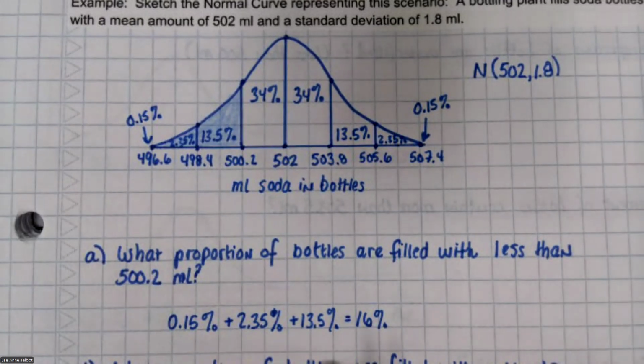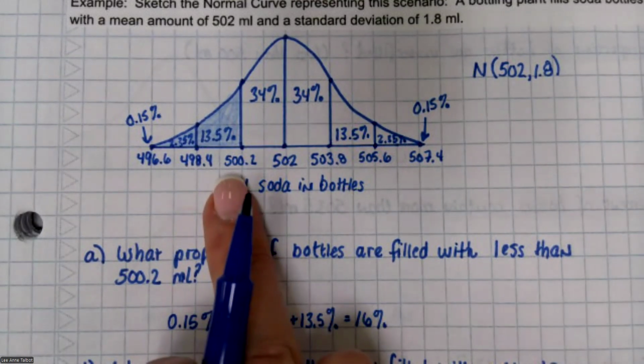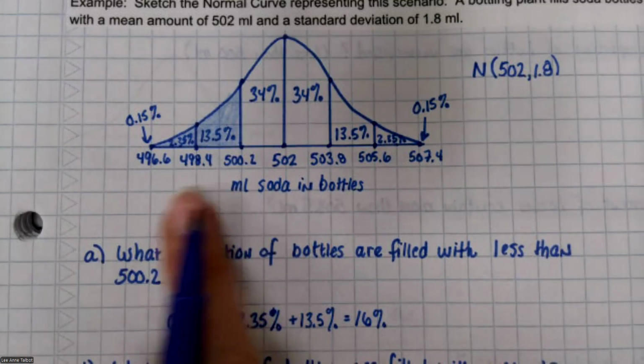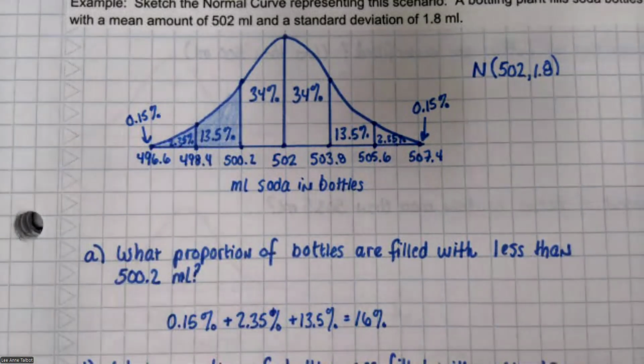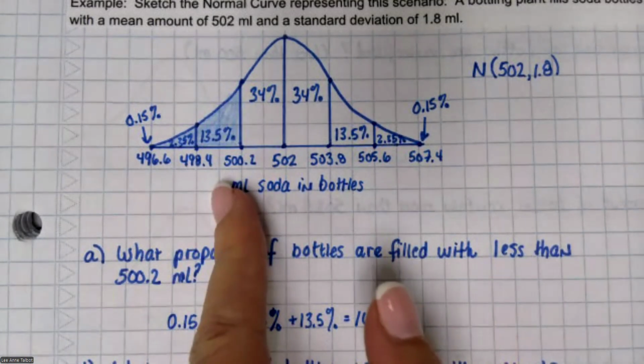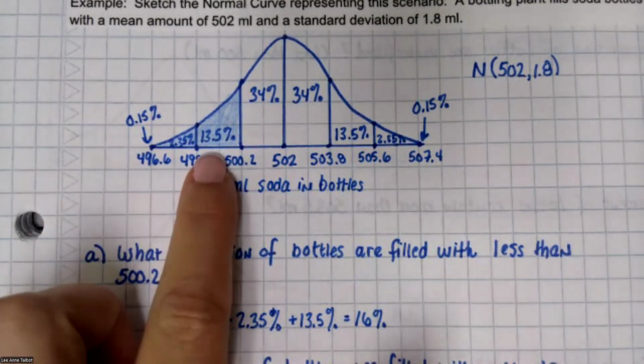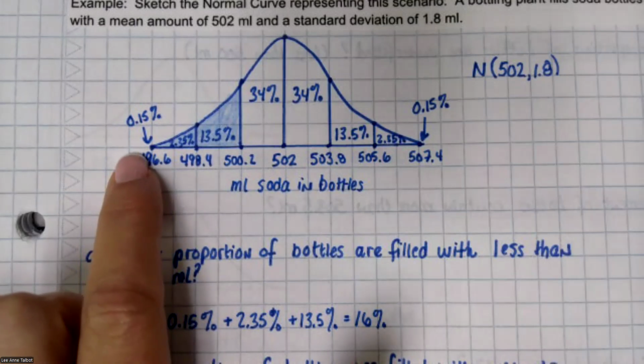Does everybody see where I got the three percentages from? Why I shaded in this direction from 500.2? Does that make sense? Okay. Is anyone upset with the fact that it says less than, not less than or equal to? Remember that lines have no area. The area of a line is 0. We're talking about areas. So we're talking about this shaded region, and this teeny tiny shaded region. We're not talking about the boundaries at all.